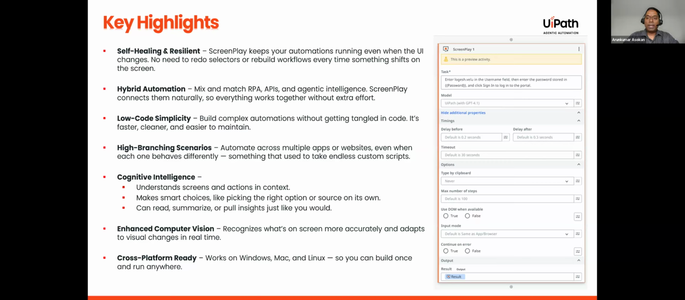Now that we know what screenplay is, nothing but a computer using agent who can mimic human actions without the normal UI selectors, right? What are the key highlights? Main highlights are in here, right? So it is self-healing and resilient, right? We don't have to build automations on UI selectors. Let's say UIs are very brittle and there are upgrades and changes. Your automations will not break as they currently do. You can build very self-healing and resilient automations if you use screenplay.